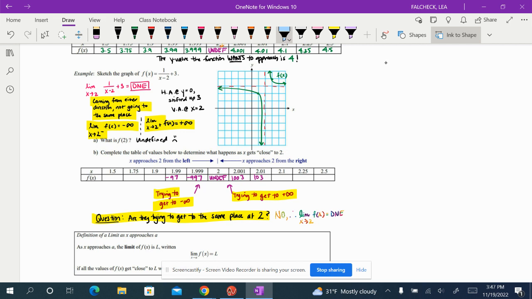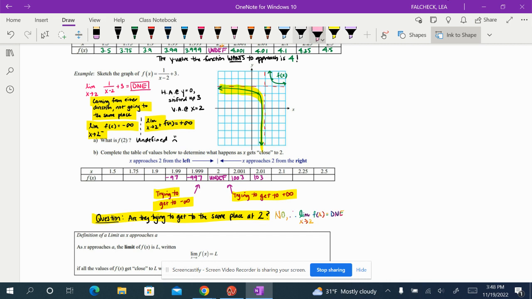If we completed the table of values below to determine what happens as x gets really close to 2, we can see that as we come in from the left, right? As we look at the values as we get very close to 2 on the left-hand side of 2, we would see that the graph is heading towards negative infinity. It's going down, down, down without bound. So the y value is trying to get to negative infinity. In limit notation, the limit as x approaches 2 from the left, this little minus sign up in the exponent means from the left, of f of x is negative infinity.